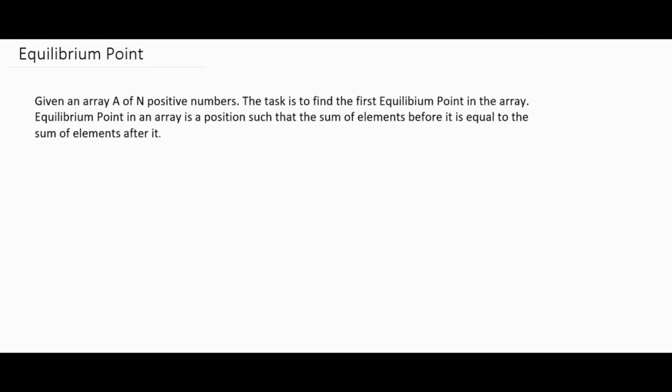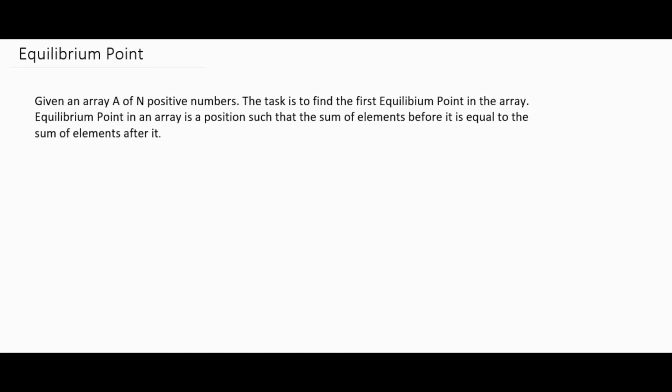Today we are going to solve this problem, equilibrium point. Given an array A of n positive numbers, the task is to find the first equilibrium point in the array. Equilibrium point in an array is a position such that the sum of elements before it is equal to the sum of elements after it.